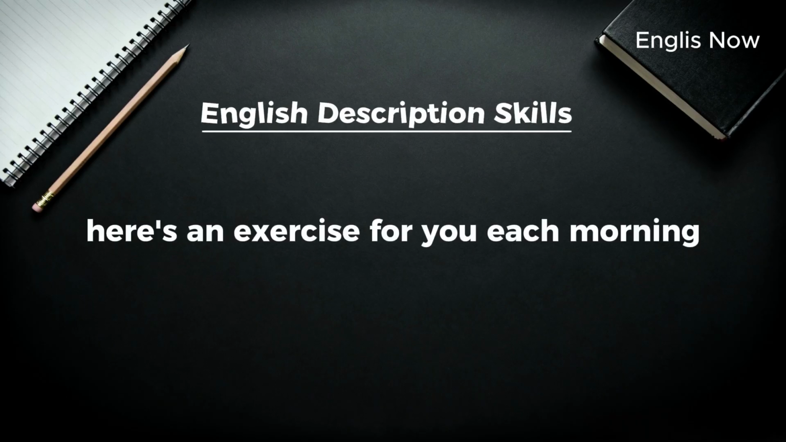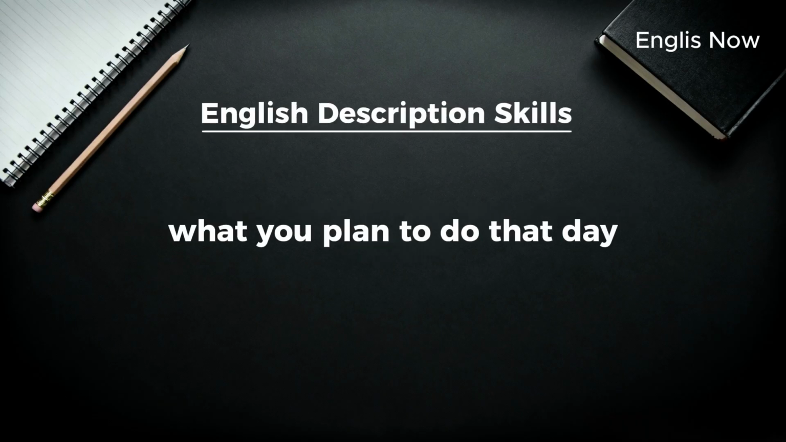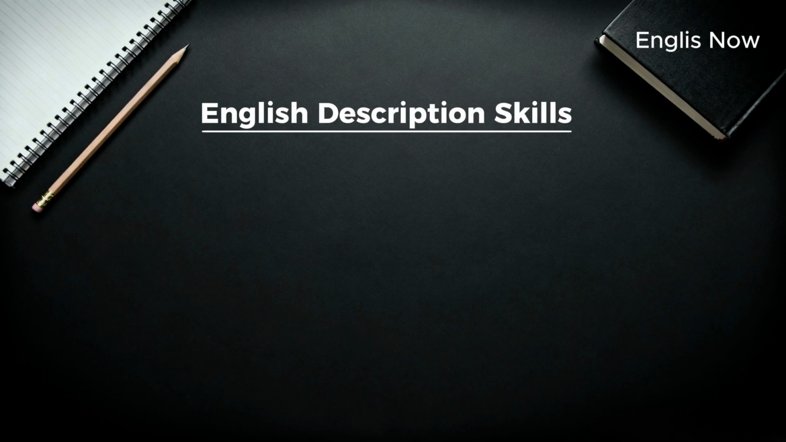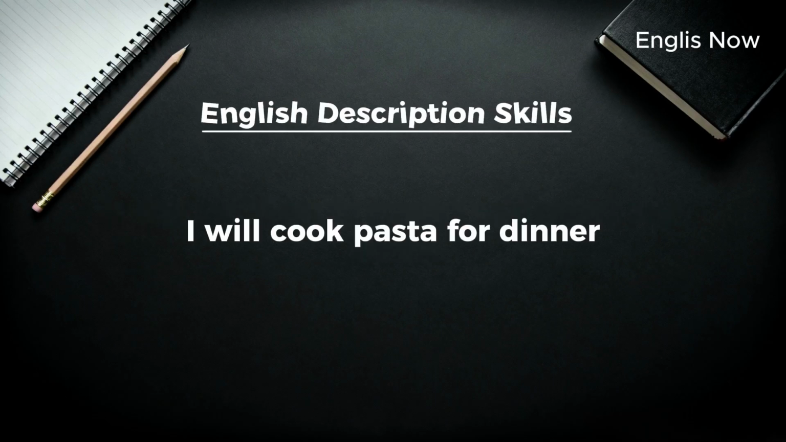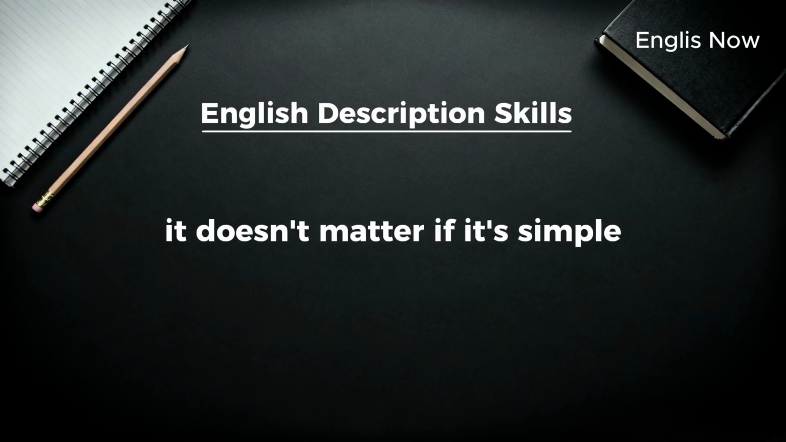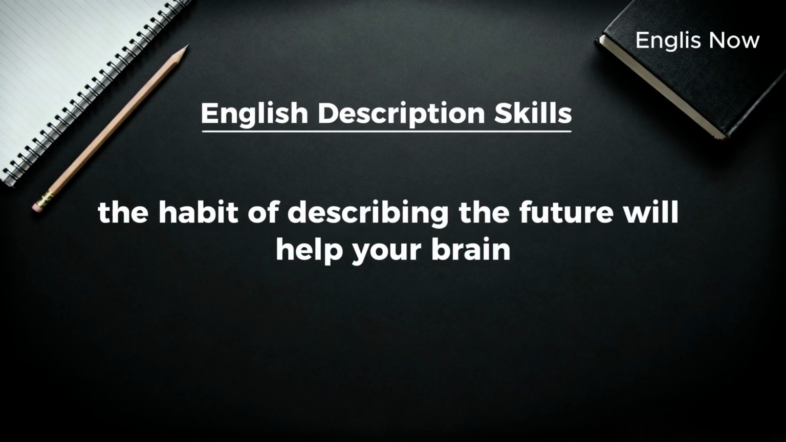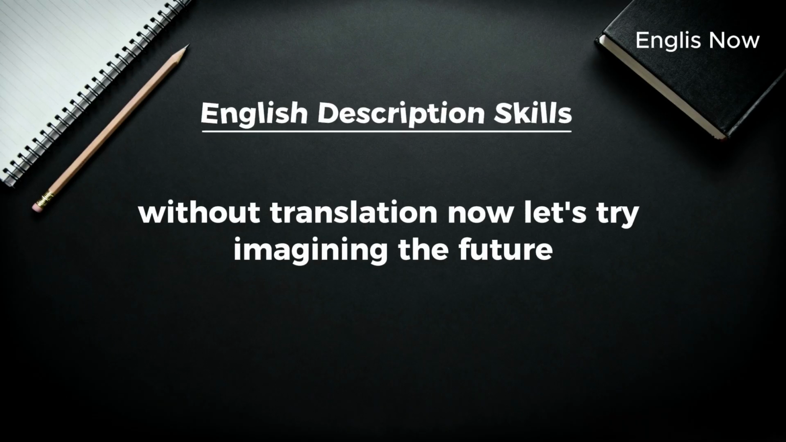Here's an exercise for you. Each morning, take 2 minutes to say aloud in English what you plan to do that day. For example, "Today, I will go to work. I will meet my friend. I will cook pasta for dinner, and I will read my English notes before bed." It doesn't matter if it's simple. The habit of describing the future will help your brain think ahead in English, without translation.